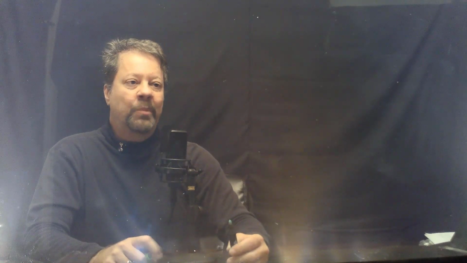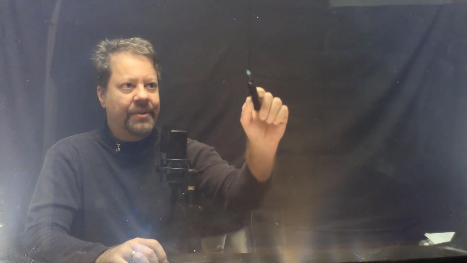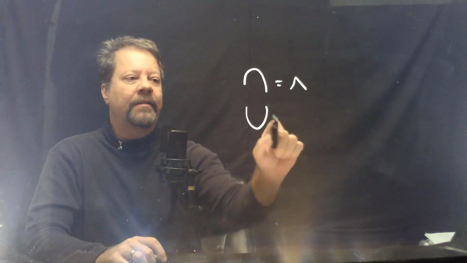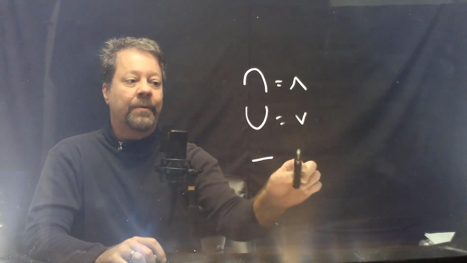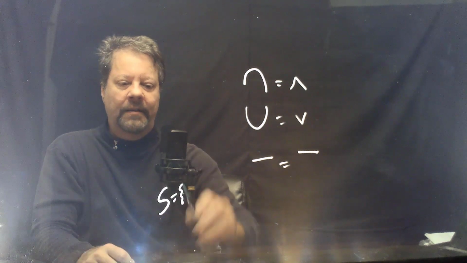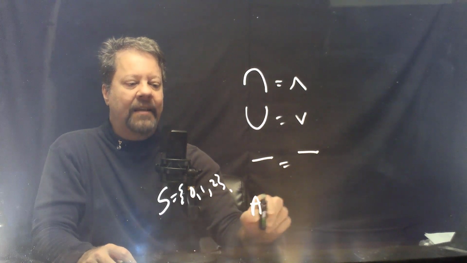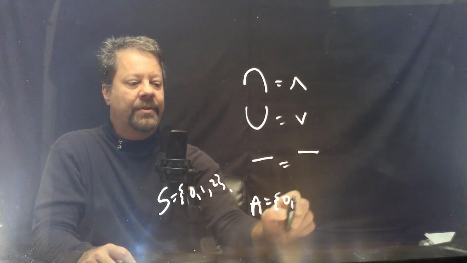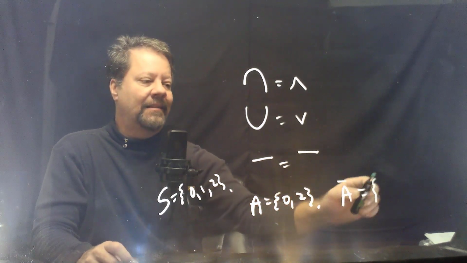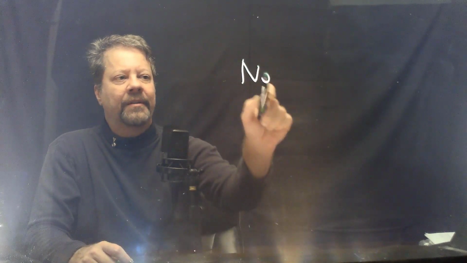You can then define a Boolean algebra on the power set of an arbitrary set S. How do you do it? The operations are intersection for and, union for or, and then complement for complement. So the complement of a set, let's suppose my set S is 0, 1, 2, and I have a set A which is 0, 2, then the complement of A will be everything in S that isn't in A, namely 1.